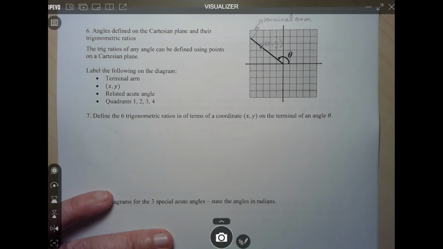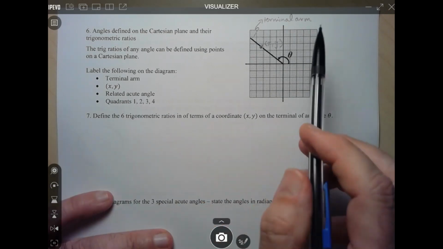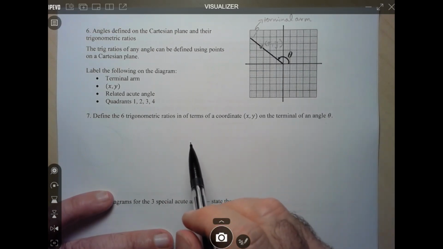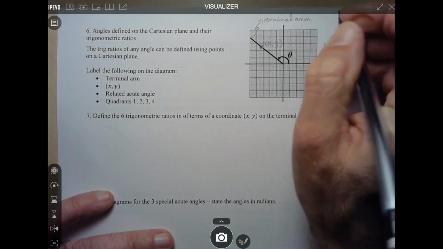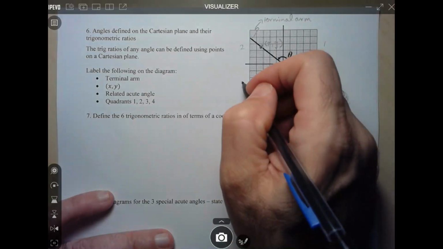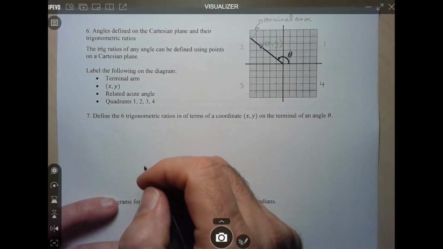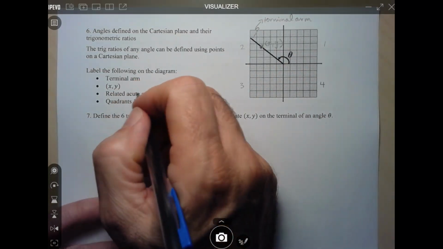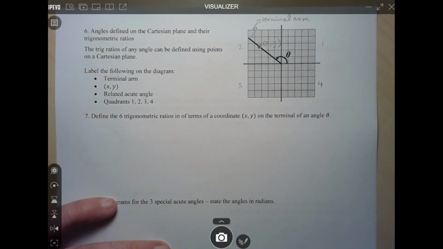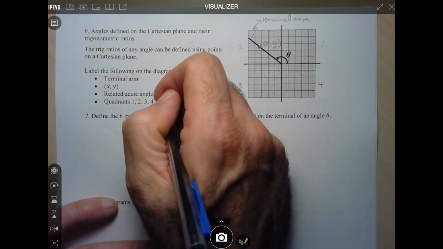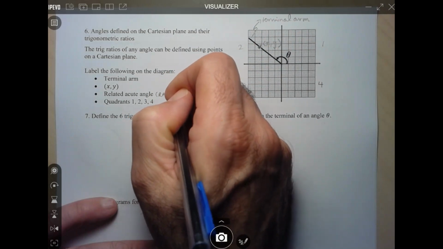Now, I'll save this one for a second. We have our quadrants, and hopefully you'll remember why these quadrants are important. So this is quadrant 1, quadrant 2, quadrant 3, and quadrant 4. What will also be useful to us, hopefully you remember, is this related acute angle, which I'll label as RAA.